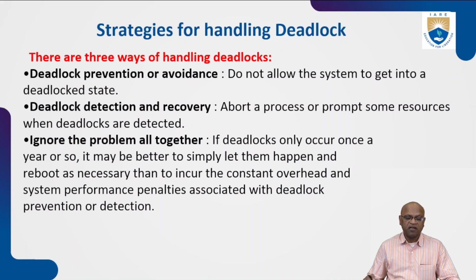So in this concept, there are three ways of handling deadlocks. One is deadlock prevention and avoidance: do not allow the system to get into the deadlock state. Second is deadlock detection and recovery: abort a process or preempt some resources when deadlocks are detected. And third, ignore the problem altogether. If deadlocks only occur once a year or so, it may be better to simply let them happen and reboot as necessary than to incur the constant overhead and system performance penalties associated with deadlock prevention and detection.